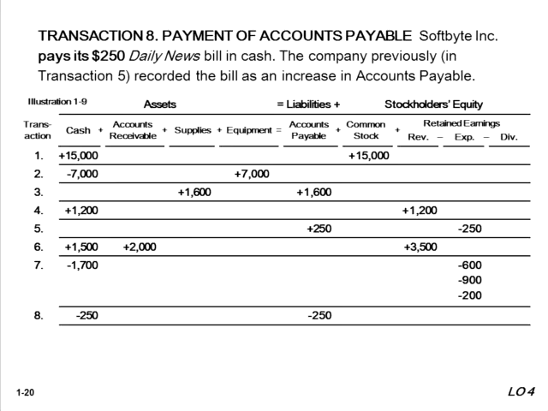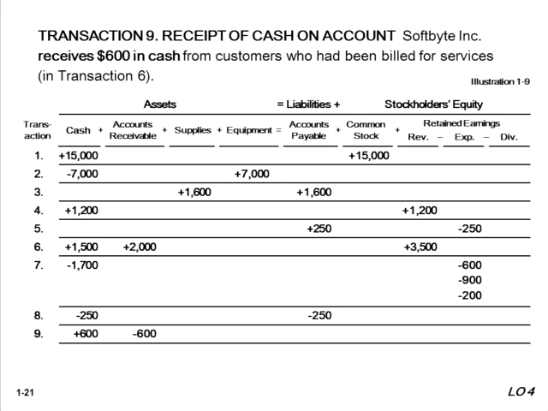I don't care whether or not you list them individually or whether or not you just put the $1,700. Transaction 8. SoftBite Inc. pays its $250 bill to Daily News. So remember, in transaction 5 we had incurred the payable, so now what's going to happen is we're getting rid of that payable, and since we're making a payment, cash is going to go down. So we're going to decrease cash by $250 and decrease accounts payable by $250.